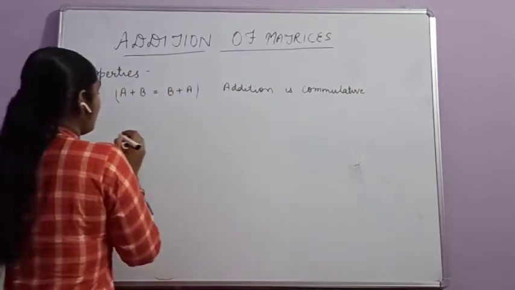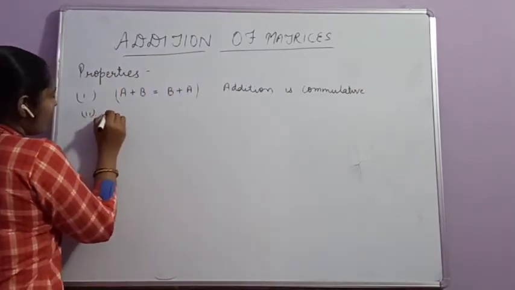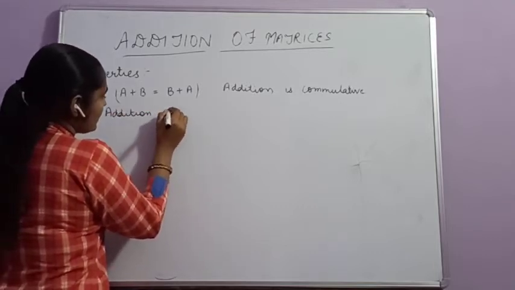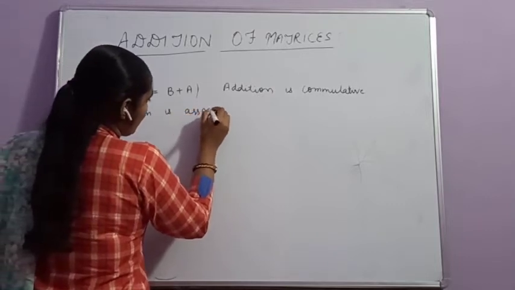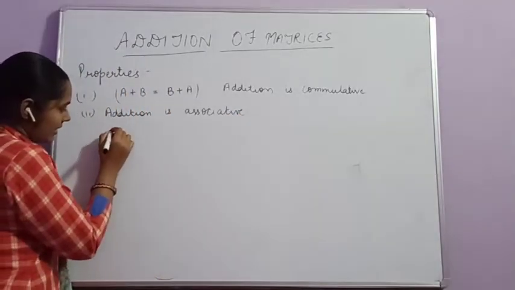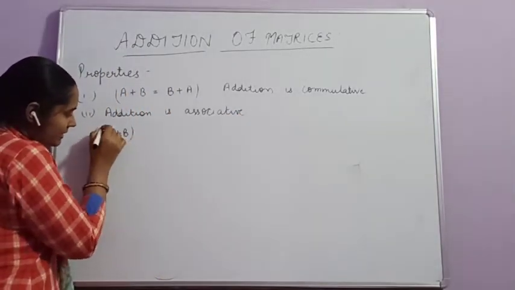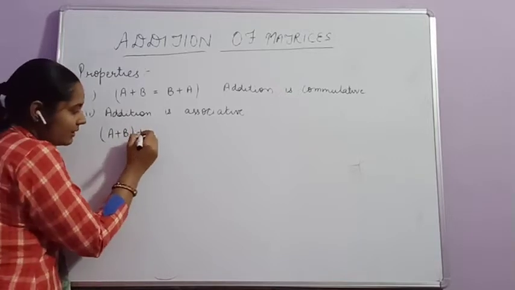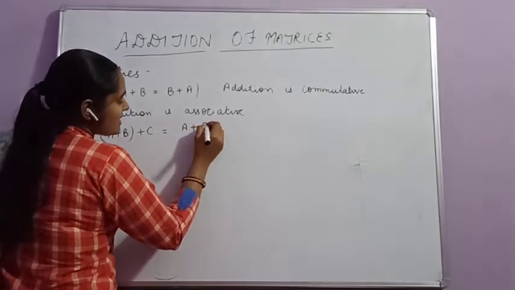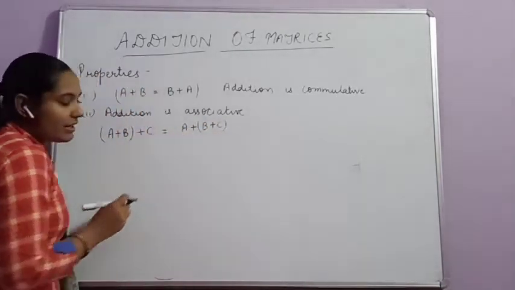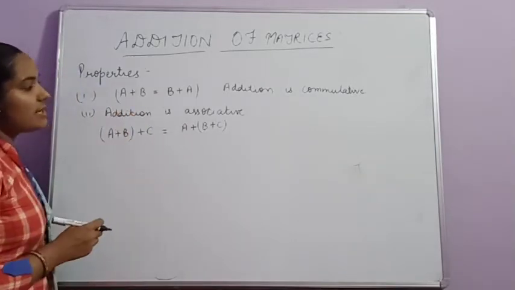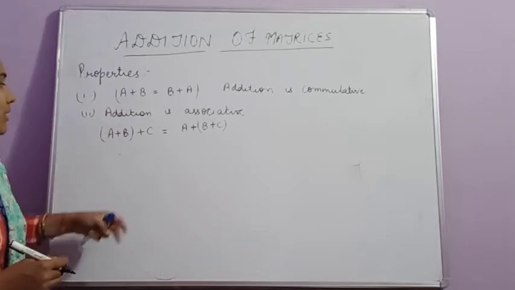Second one, addition is associative. That is, if we take three matrices and firstly we add matrices A and B, then we add matrix C to the resultant matrix, or if we add firstly matrices B and C and then we add matrix A, then both values remain the same. That is, addition is associative. Addition follows the associative law. Clear?